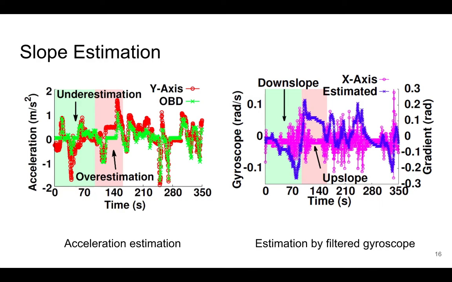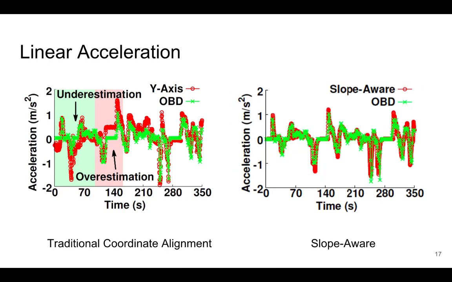Let's look at the example. On the left figure, when we estimate the acceleration, we use the accelerometer. You see there are errors between the red curve, which is the accelerometer reading, and the OBD reading, the ground truth. On the right side, we apply the accelerometer calibration technique to the gyroscope data, in purple, and then we can track the slope in degrees, shown as the blue curve. In the first part, the car is driving down a slope, and then the car is driving up a slope. Since we estimate the slope, we subtract the force component caused by gravity, and then we have a much better estimation of the acceleration.